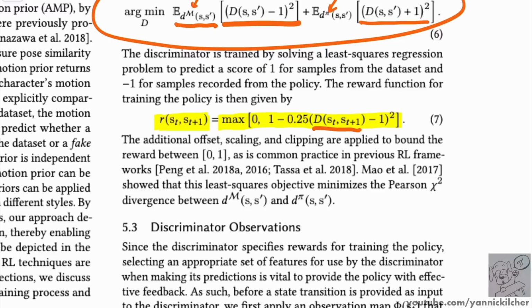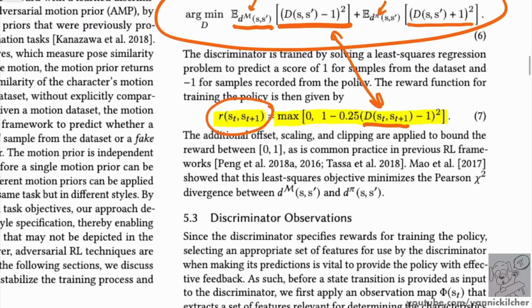And when is the discriminator 1? The discriminator is 1 if it thinks that the transition comes from the real data set. So if the policy manages to produce a transition that the discriminator thinks comes from the real data set, it gets maximum reward. Okay, and if it also reaches the goal, it gets maximum reward from that part of the reward signal too.